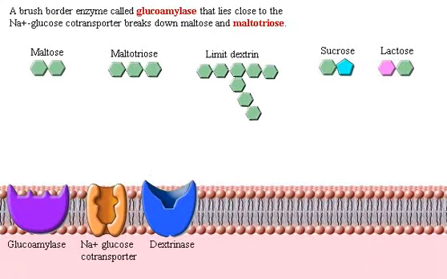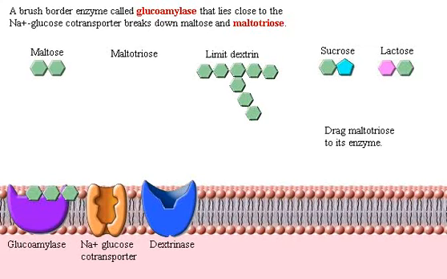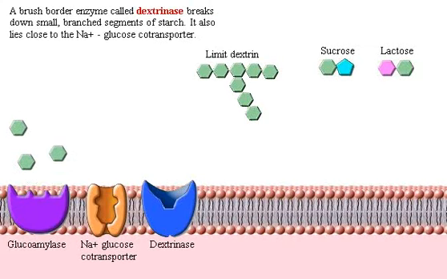A brush border enzyme called glucoamylase that lies close to the sodium glucose cotransporter breaks down maltose and maltotriose. Drag maltotriose to its enzyme. A brush border enzyme called dextrinase breaks down small branched segments of starch. It also lies close to the sodium glucose cotransporter. Drag limit dextrin to its enzyme.